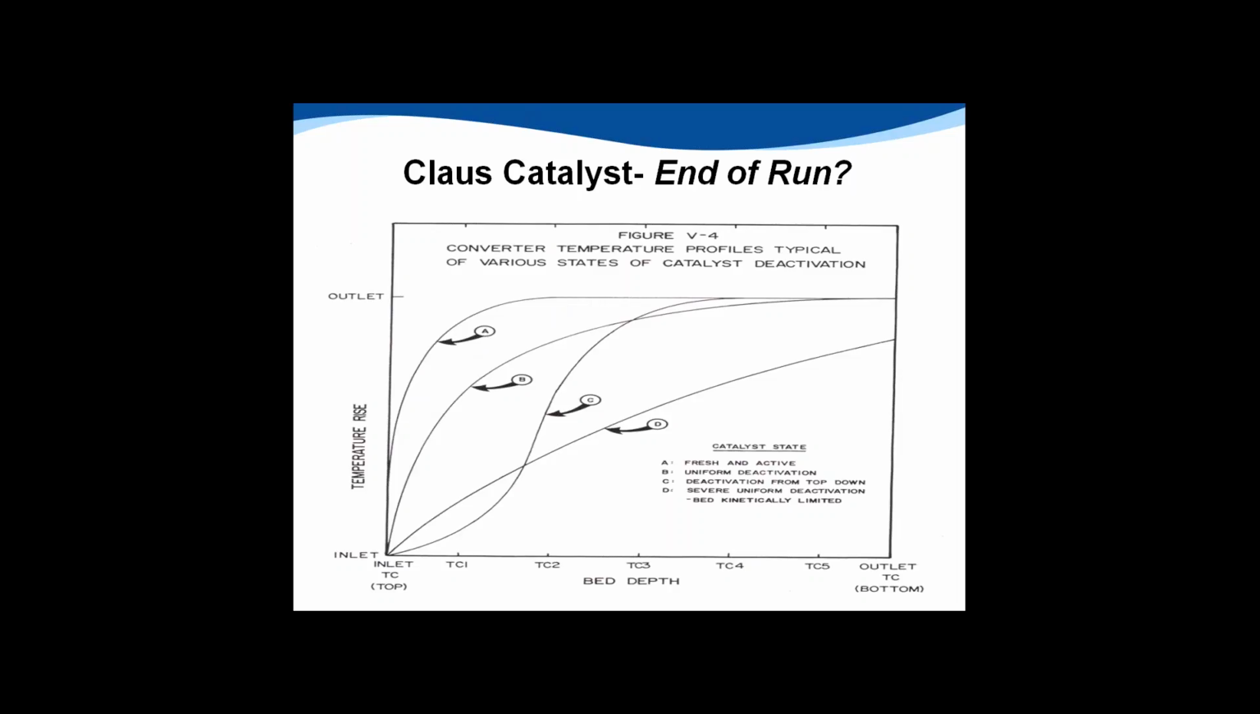With time, for example, hydrothermal aging, which is inevitable, the profile will change. We will not have as much of a temperature rise in the top portion of our bed, and we will pick it up as we move down the bed depth. Plot C is representative of total deactivation in the top portion of our bed, and we see that we increase our temperature or reaction across the middle portion of our bed.